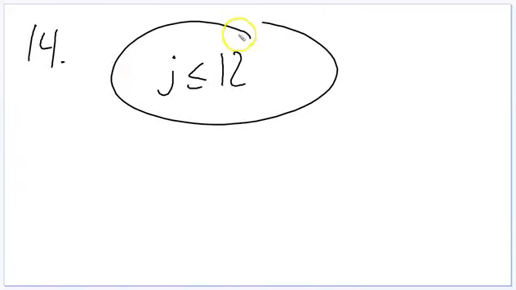Number 14. Jenna can jump no more than 12 feet. So, can Jenna jump 12 feet? Yeah, but she can't jump more than that. So we're going to go to J is less than or equal to 12. That's my answer. Jenna can jump no more than 12 feet. Okay, moving on.